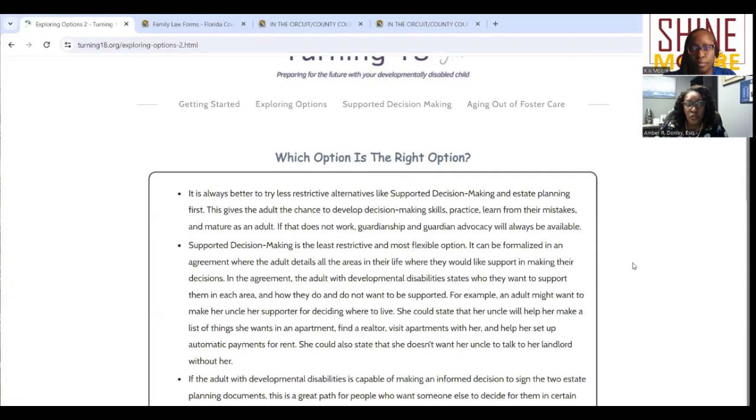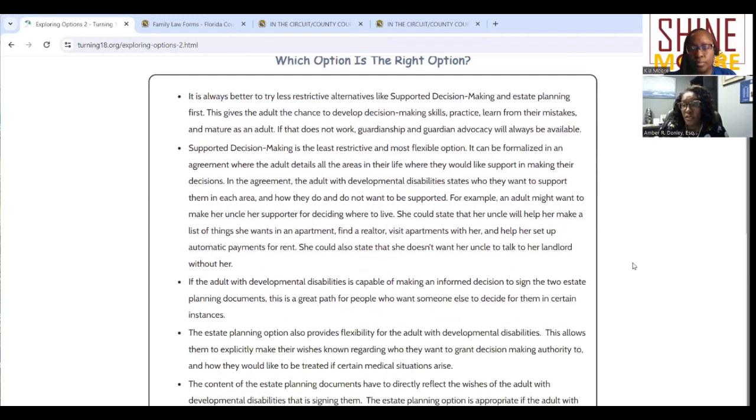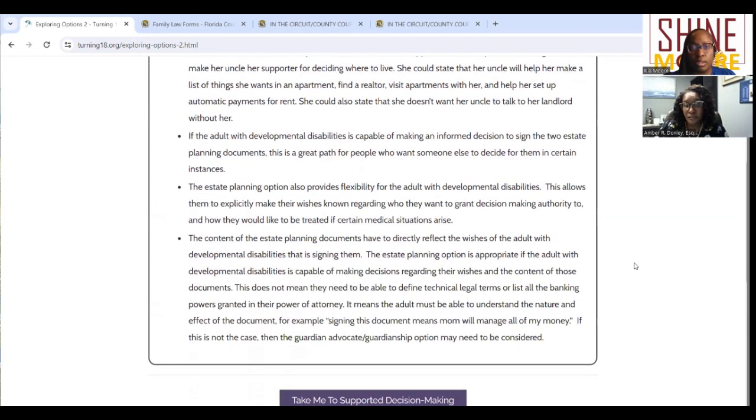So this kind of goes through which option is right for you. So it really depends on the needs of your loved one. It depends on where they are on the spectrum. It depends on how much support that they need. But again, most of my clients, we're in the land of a guardian advocate because I typically represent the parents who are taking care of their adult children who have Down syndrome or cerebral palsy or autism. And the decision making on their own is not there. The ability to do an estate plan is not there. And so we land in guardian advocate.